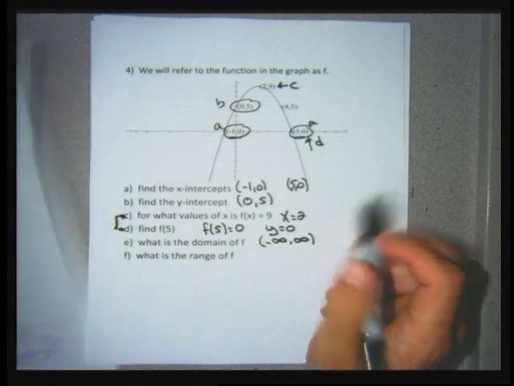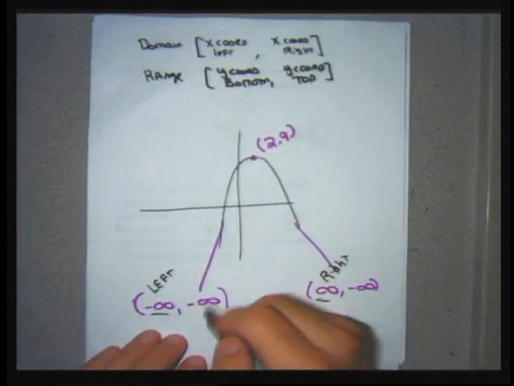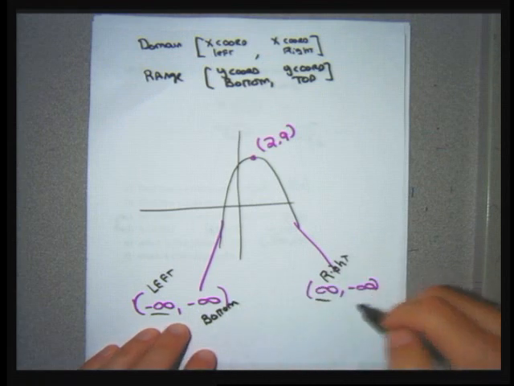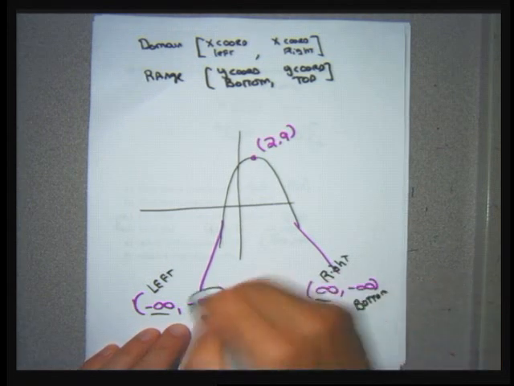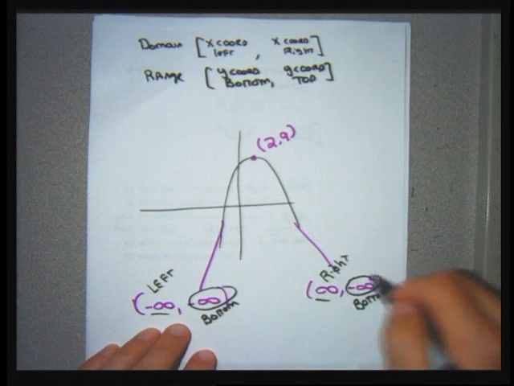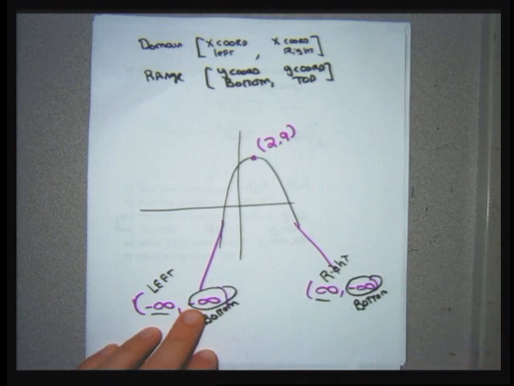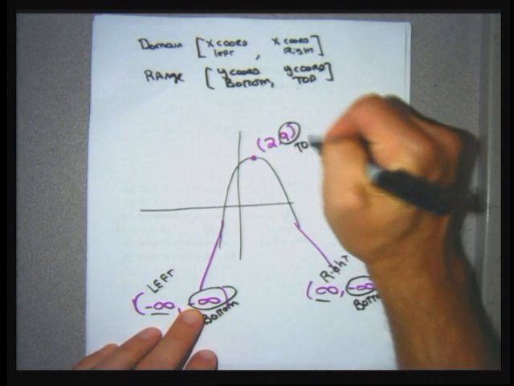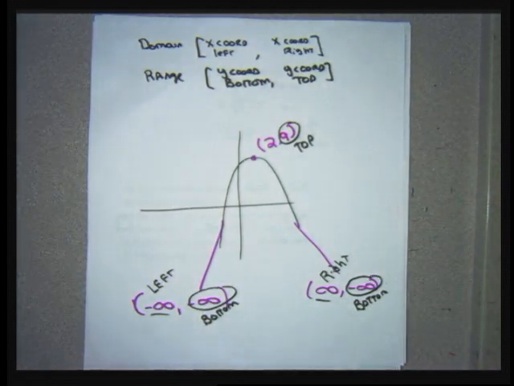The range: I need the y coordinate of the bottom point and the y coordinate of the top point. There's kind of two bottoms. It's not the case that one side is lower than the other. They both have the same y. So the first number I'm going to write in my range is negative infinity, the y coordinate of the bottom point. And then I'm going to pick out the top point, and its y coordinate is 9.